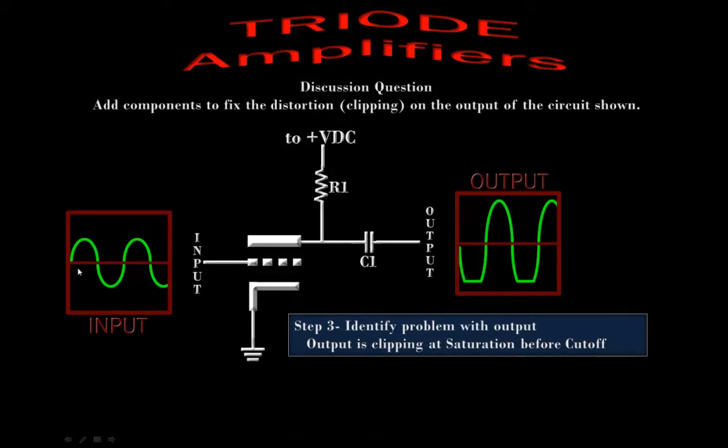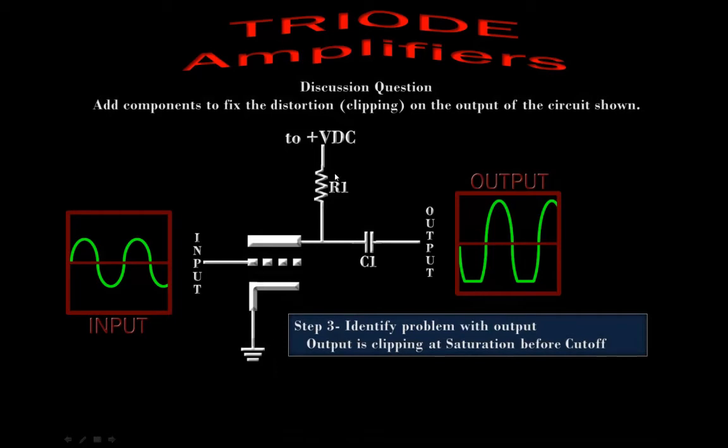So let's look at what happens. As we make the input voltage more positive, we are increasing current flow. That means we are moving toward saturation. As we make it more negative, we are decreasing current flow, or moving more toward cutoff. Because the output is opposite polarity from the input on this common cathode circuit, this positive change in voltage on the control grid creates a negative change in voltage on our output. So this is moving more toward saturation, this is moving more toward saturation. So this clipping point is actually saturation.